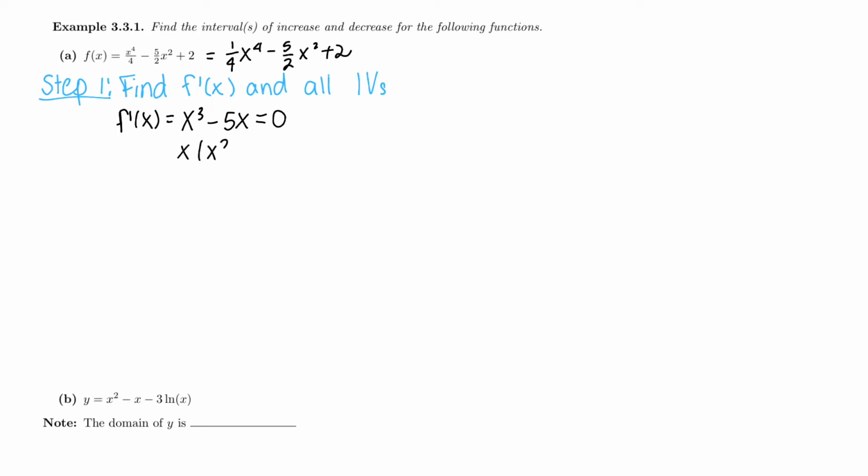Factoring out an x, then we have x squared minus 5 equal to 0. This doesn't look like a difference of squares, but it is kind of a difference of squares because you can do x plus the square root of 5, x minus the square root of 5, equal to 0. And we get x equal to 0, x equal to negative square root 5, and x equal to square root 5. So those are our important values.